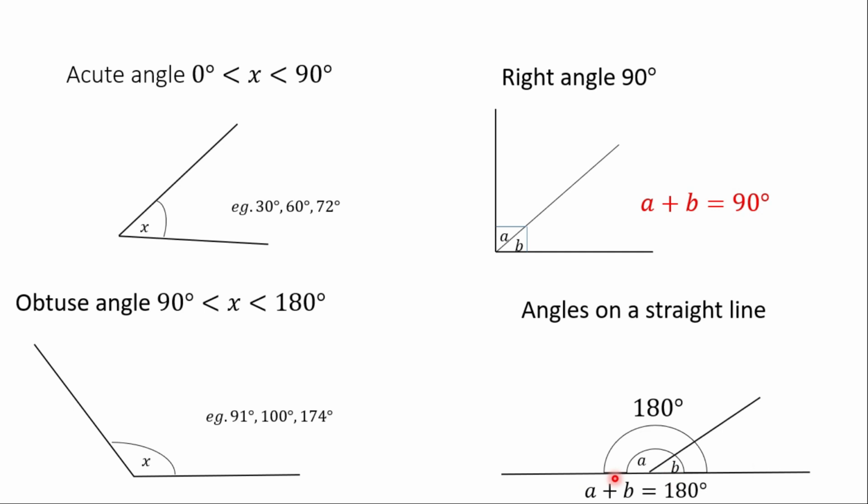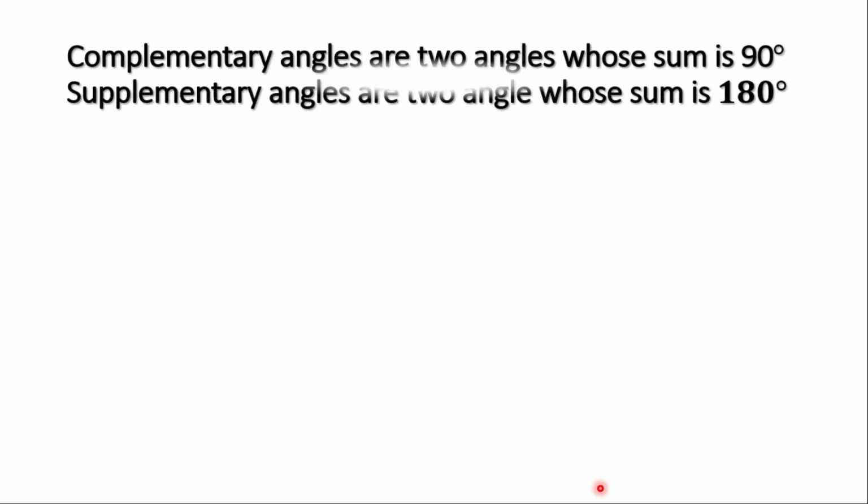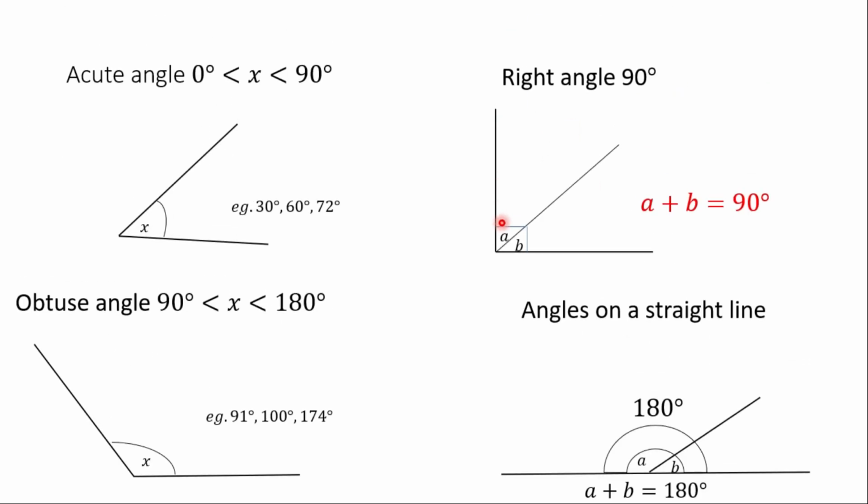So let's take note of this. In any figure where you see an angle forming on a straight line, the sum should give you 180 degrees. The next example, note that complementary angles are two angles whose sum is 90. So the 90 that we have looked at there, the angle A and then B, A plus B. These two angles are called complementary angles because they sum up to give you 90 degrees.